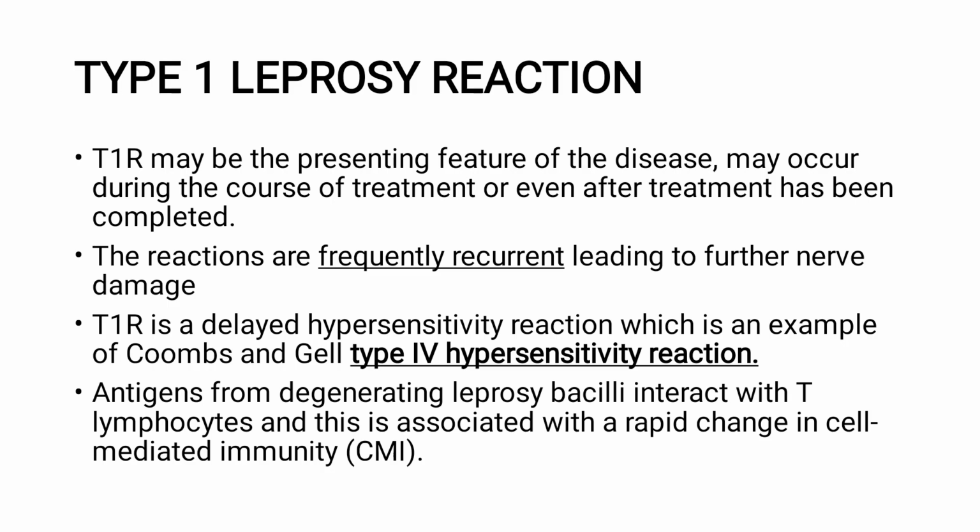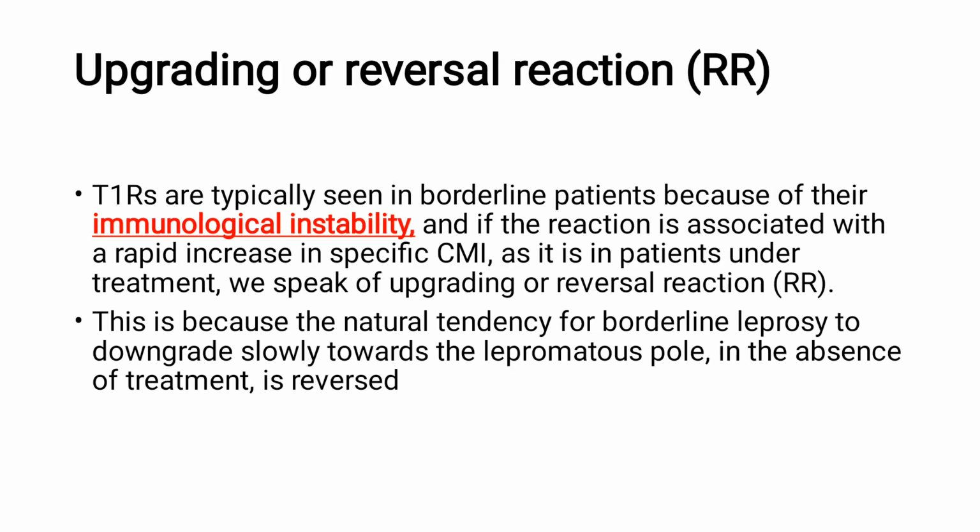Antigens from degenerating leprosy bacilli interact with the T lymphocytes. This is associated with a rapid change in cell-mediated immunity. Upgrading or reversal reaction. Type 1 reactions are typically seen in borderline patients, which are the most unstable forms of leprosy because of their immunological instability, and if the reaction is associated with a rapid increase in specific cell-mediated immunity, as it is in patients under treatment, we speak of upgrading or reversal reactions.